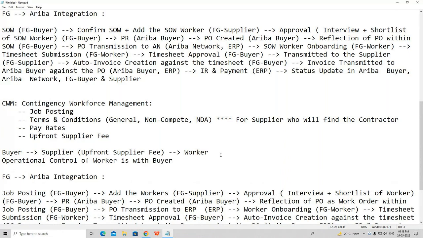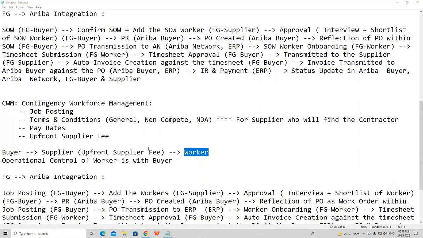So then why is the supplier coming into this picture? Because this buyer doesn't want to pay directly to the worker. They will say, I don't want to pay the worker. Why? Because there might be some other legal issues which can come into this picture. So how to resolve this?